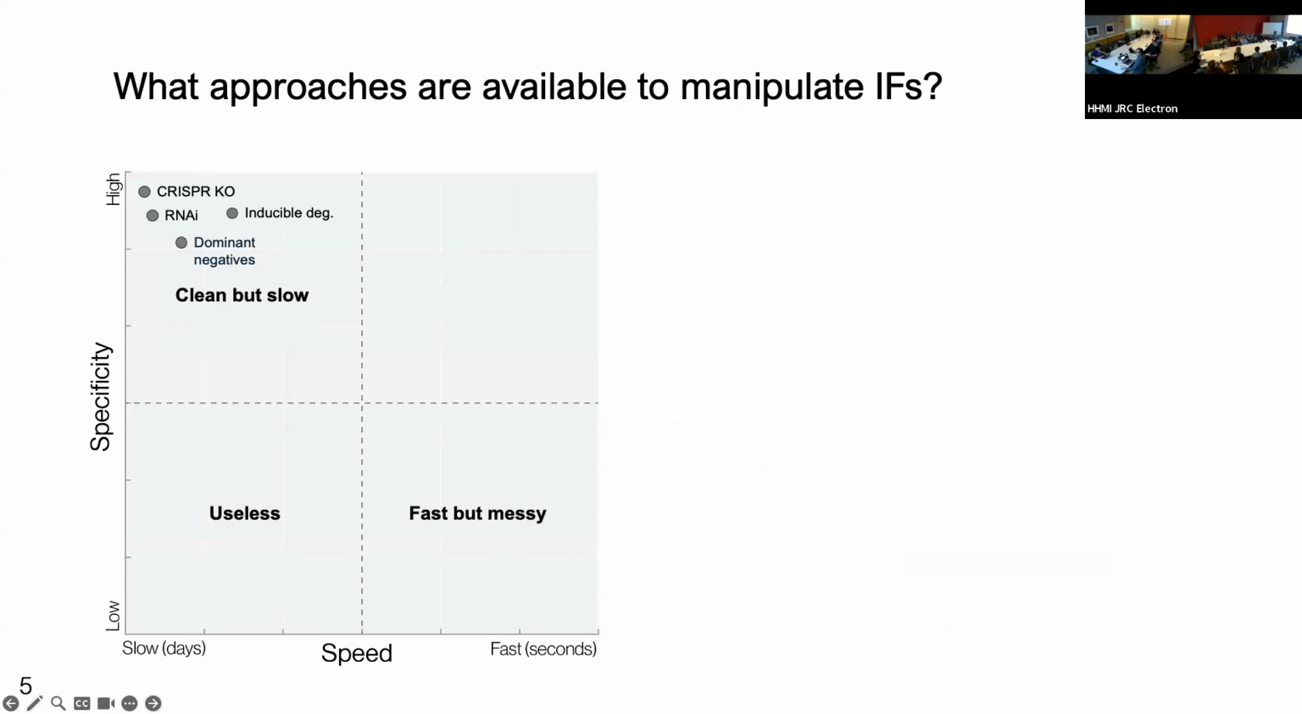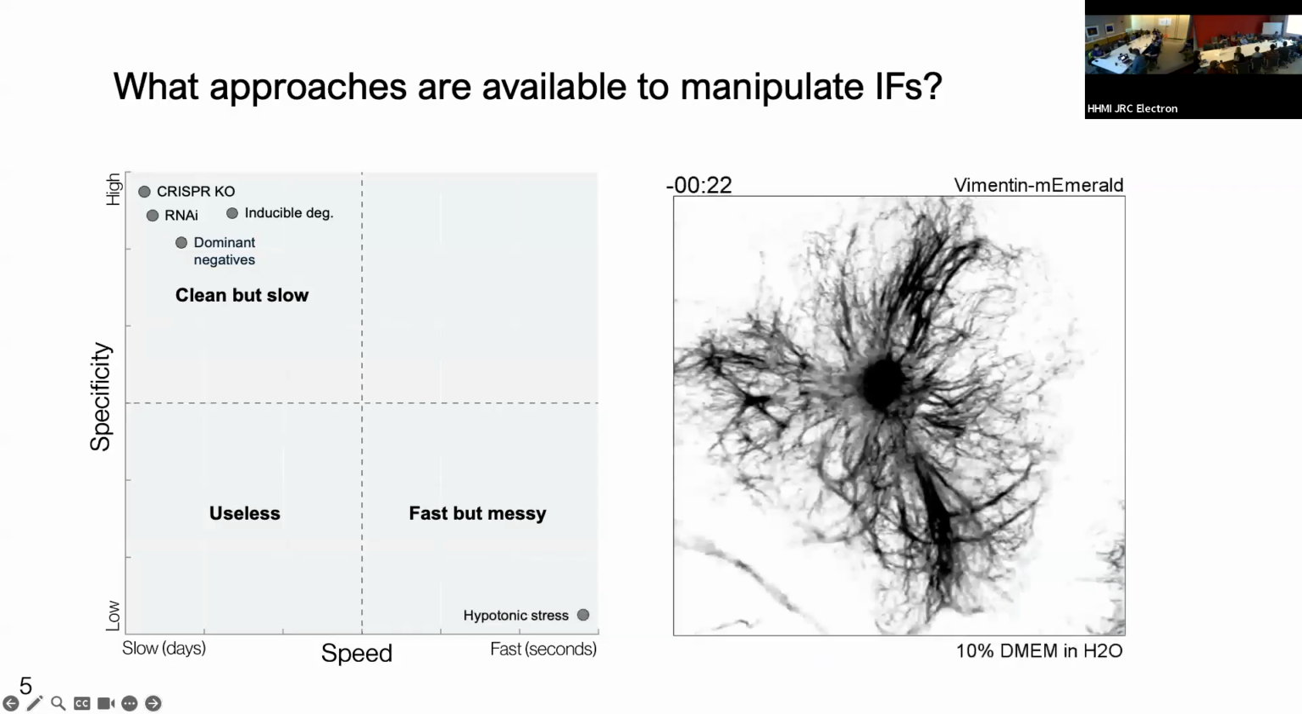What if we go into the bottom right corner? These are fast but messy. I don't think these are used routinely as IF disassembly strategies. They kind of fit more into the category of, oh, isn't that interesting? IFs disassemble when you do this. And I think the best example of this is hypotonic stress.